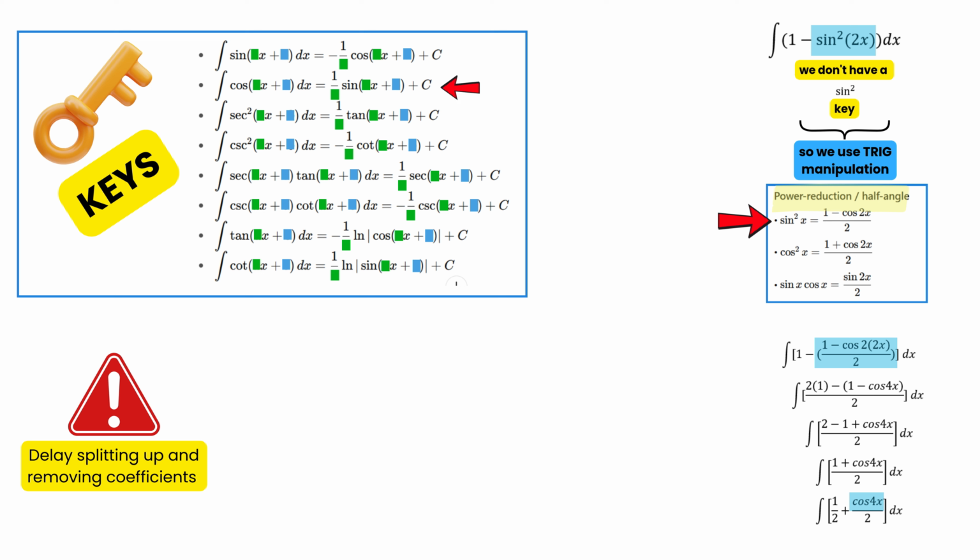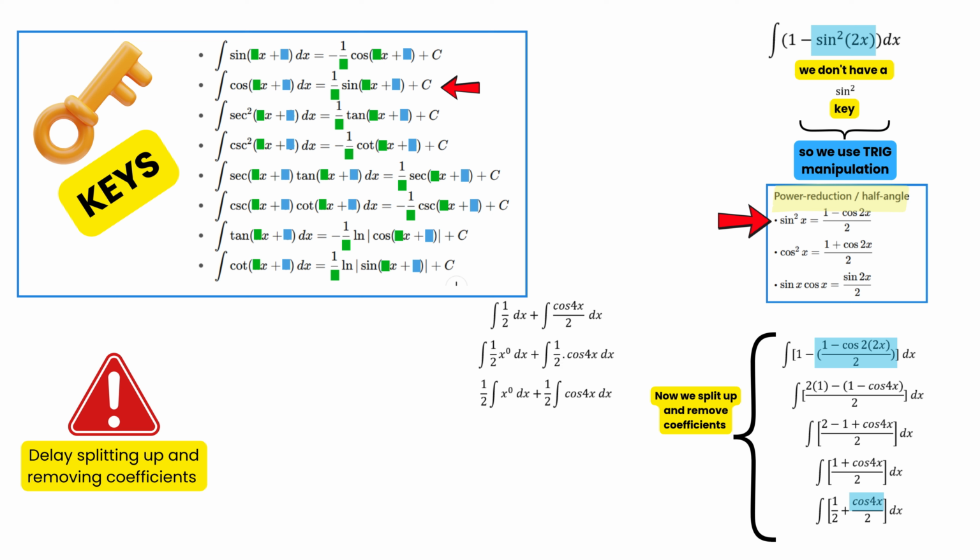As soon as you can identify a key, you can do the normal preparation step. Split the terms, remove coefficients, and add x to the power of 0 to any term that does not have a variable. Once that is done, we are ready to apply our keys.